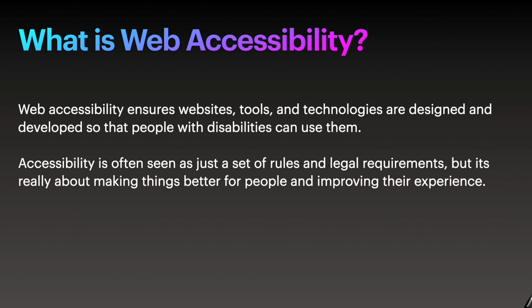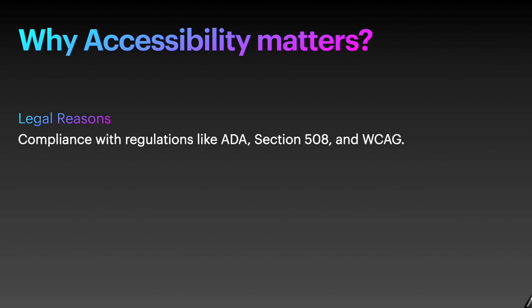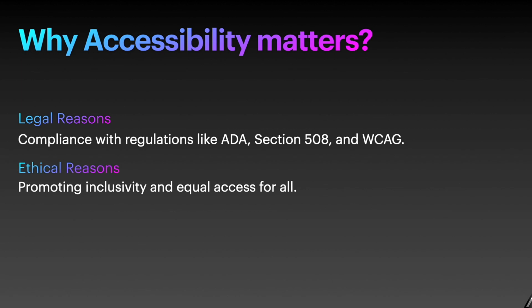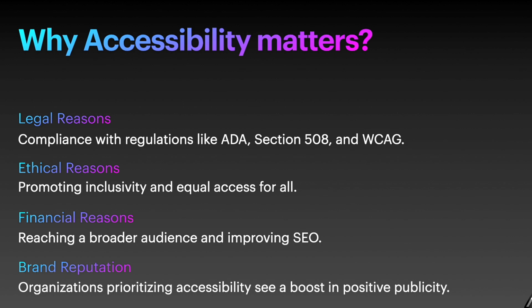There are multiple reasons to implement accessibility in your website, like legal reasons, for example, compliance with regulations like ADA, Section 508, and WCAG; ethical reasons, for example, promoting inclusivity and equal access for all; financial reasons, for example, reaching a broader audience and improving search engine optimization; brand reputation, for example, organizations prioritizing accessibility see a boost in positive publicity.